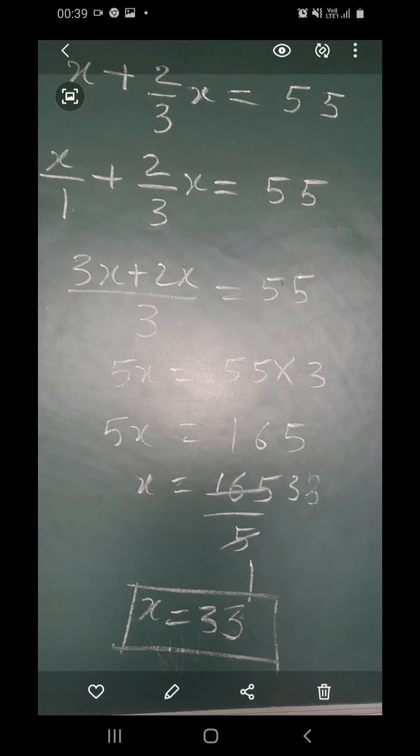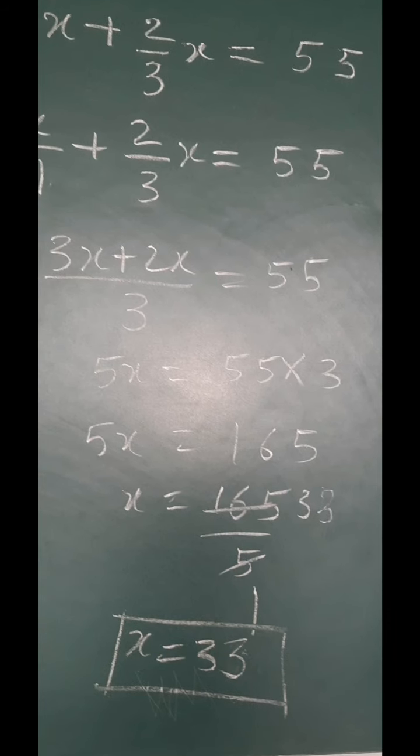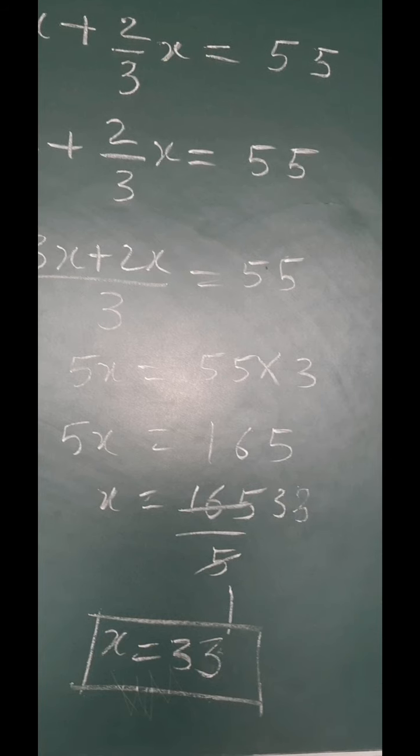Again this 3 is in division with 5x. Once it goes to the right hand side, it will be in multiplication. Now 3 5s are 15, 3 5s are 15. One carry will be there, so it will be 165, right? Now this 5 is in multiplication with x, so once it goes to the right hand side, it will be in division. So 165 upon 5: 5 3s are 15, 1 remainder, again 5 3s are 15. So what is the value of x? The value of x is 33.